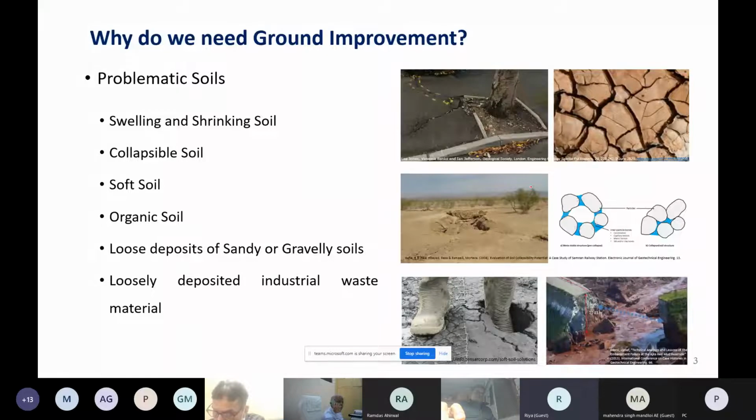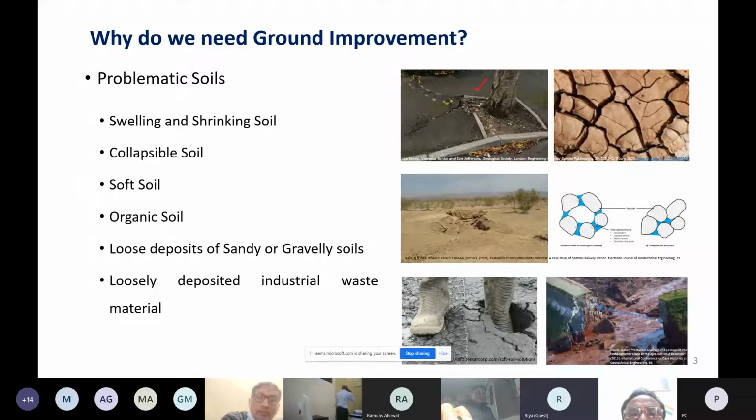Because of this high swelling and shrinking activity that montmorillonite possesses, when this kind of soil comes in contact with water, it can swell up to even 700% greater than its original volume. And when it swells up like that, the infrastructure overlying this kind of soil can undergo a lot of distresses. For example, we can see an example here.